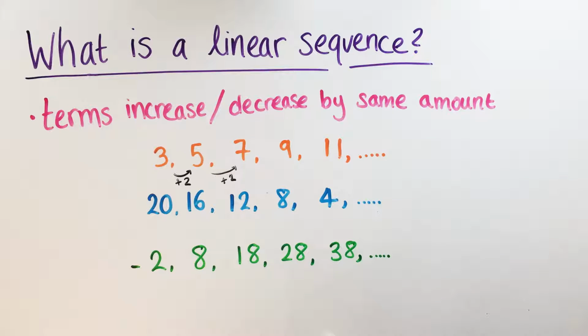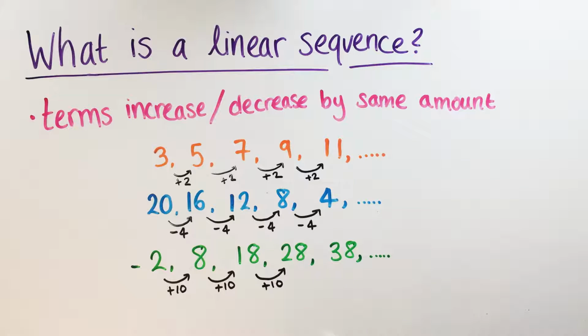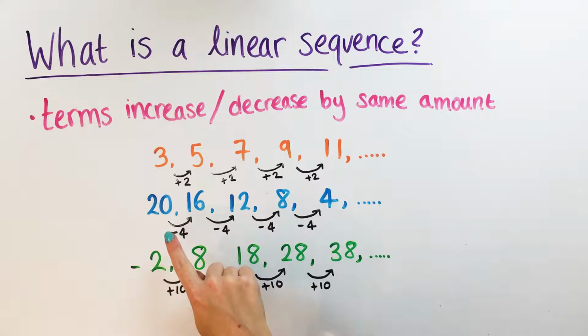The first sequence increases by 2 each time. The second sequence decreases by 4 each time. In the third sequence, you add 10 each time to get to the next term. The amount that is added each time, or subtracted each time, is called the common difference.